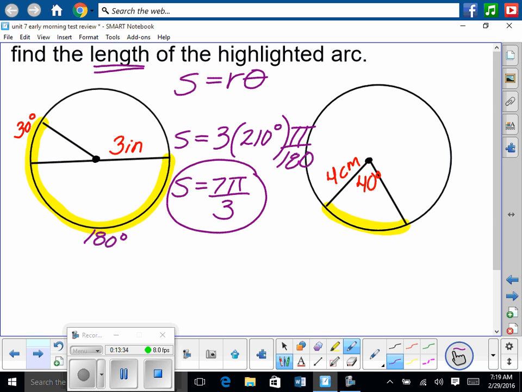So once again, we're asked to find the length of the highlighted arc. So here's our highlighted arc. If this is 40 degrees, it's a central angle. It starts at the center, works its way out. So this arc is 40 degrees, right?